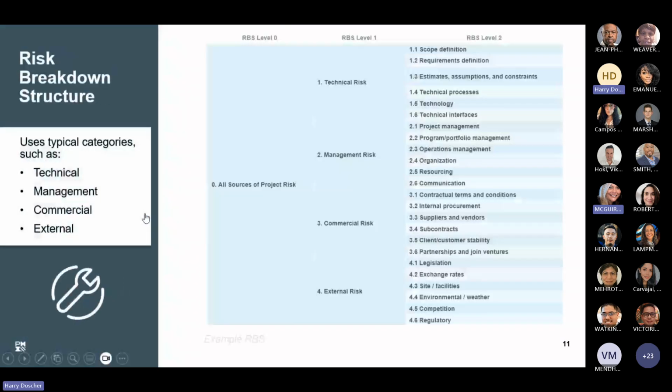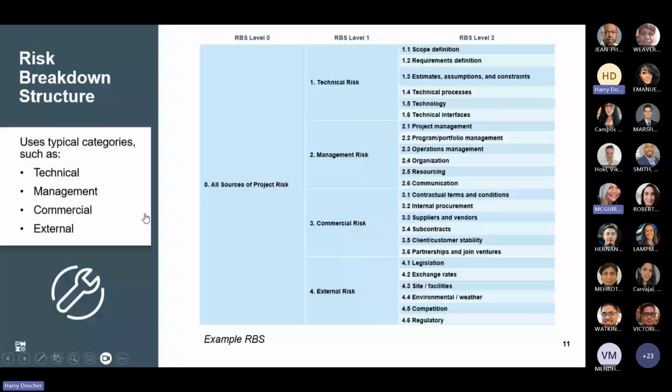All right. Remember we mentioned risk breakdown structure? This is really a basic way of breaking things down. Your level one could be your prompts. What risks do you see under technical? Which management risks do you see? Commercial risks or external risks? And then responses would be in RBS level 2.